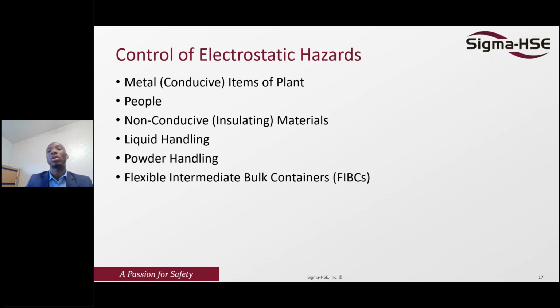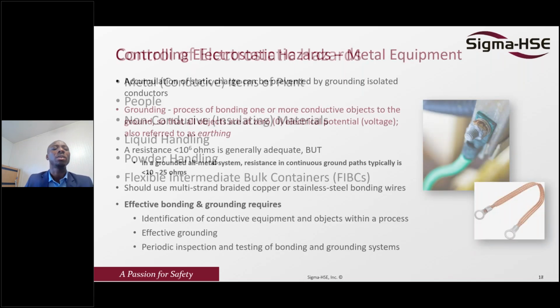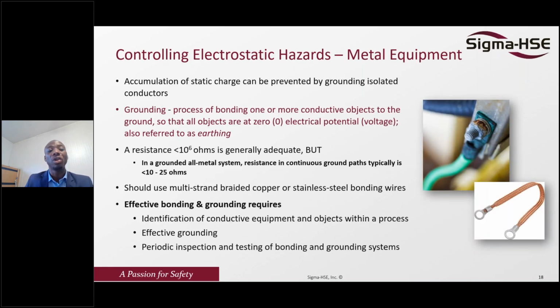Then the next question is, okay, Emmanuel, you have spoken enough. How do I actually control it? How do I ensure that my plant is safe? And that's where we are going to jump in. The first one is controlling electrostatic hazard for metal equipment. Accumulation of static charge can be prevented by grounding a conductor.